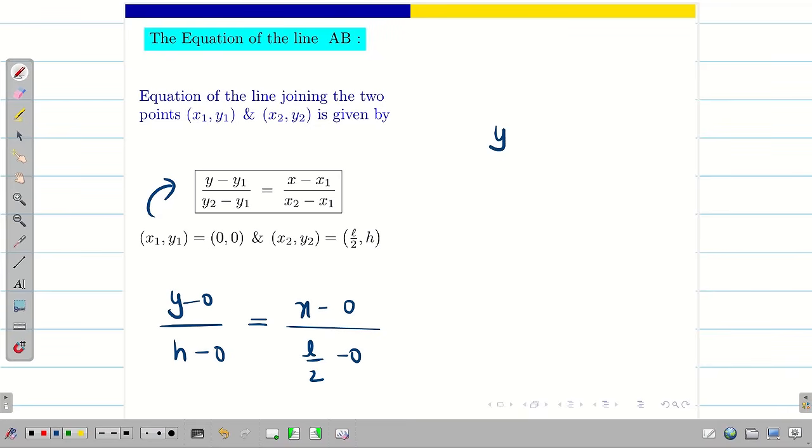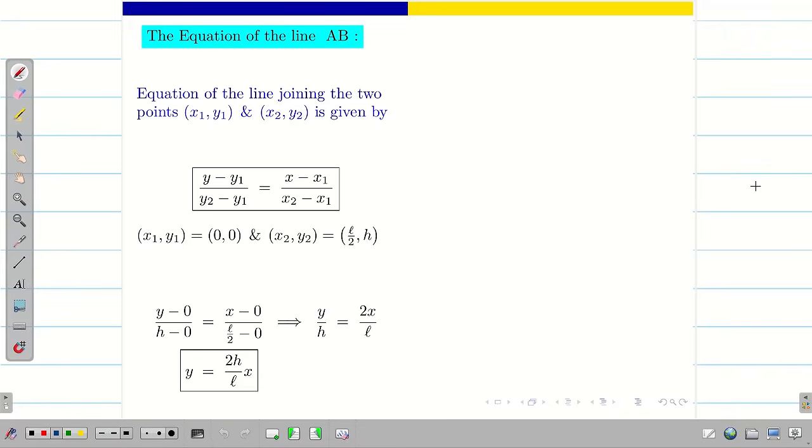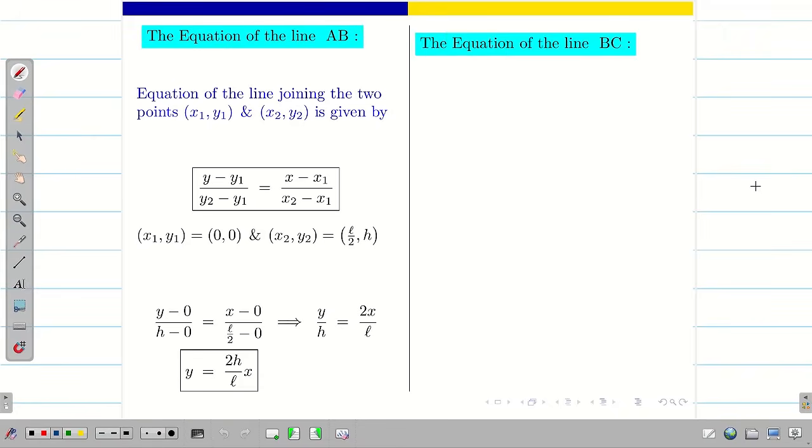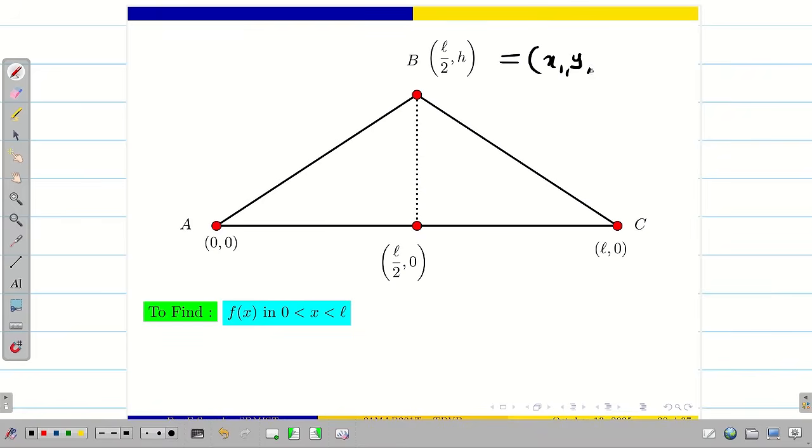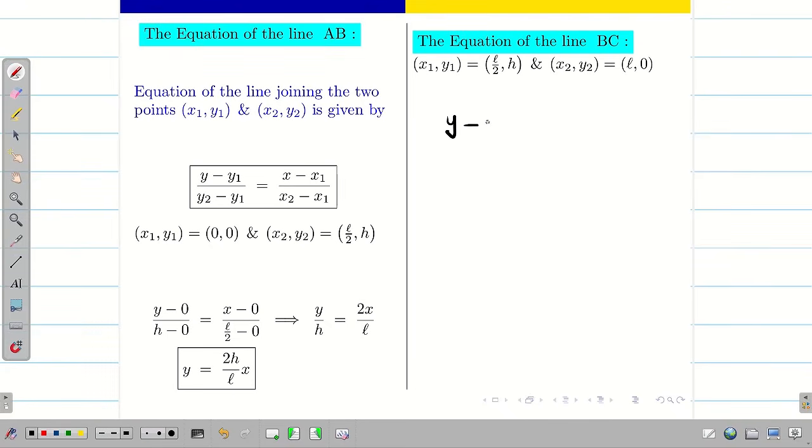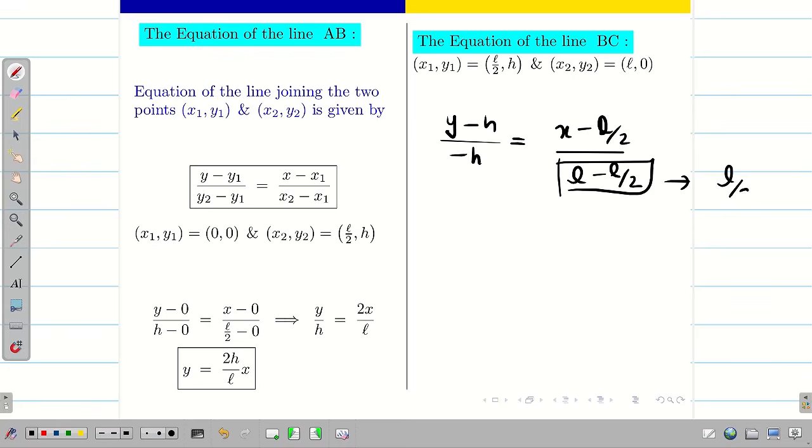Now simplification is going to be very easy. y by h is equal to 2x by L. So y equal to 2hx by L. Done. So now along the line AB we found it. We have to do the same thing along the line BC. Along the BC, we will take this as x1, y1 and the next point as x2, y2. Substituting in the point formula, we get y minus h divided by minus h is equal to x minus L by 2 divided by L minus L by 2. Denominator, when we simplify, we will get L by 2. When we take it to the numerator, it will become 2 by L into x minus L by 2.